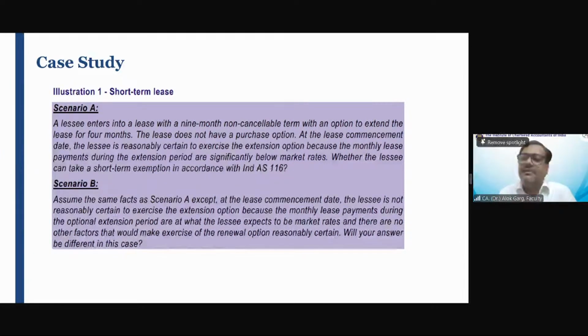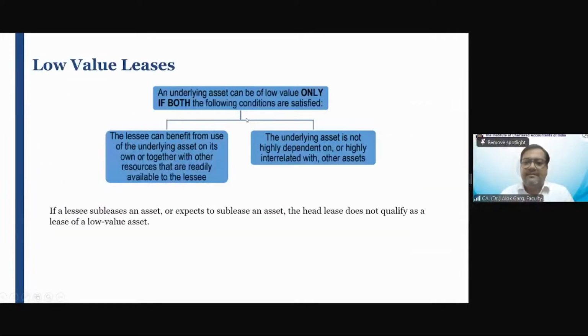If it is less than 12 months or up to 12 months, your answer would be different. Correct. And if it is more than 12 months, of course, you cannot avail the short-term lease exemption. I hope it is clear.